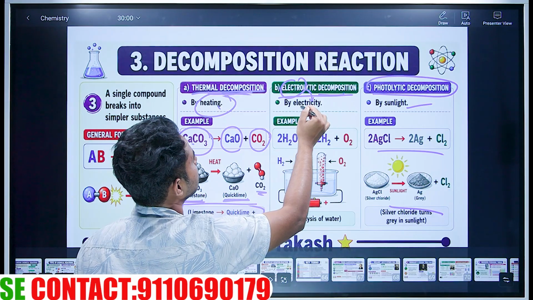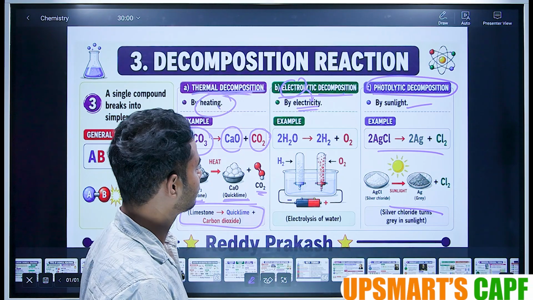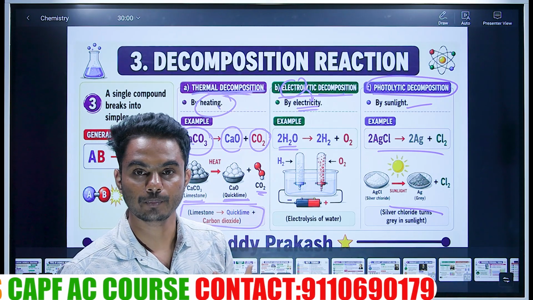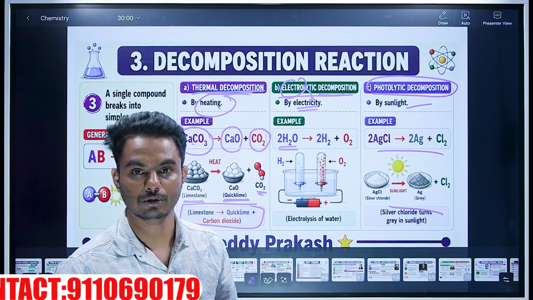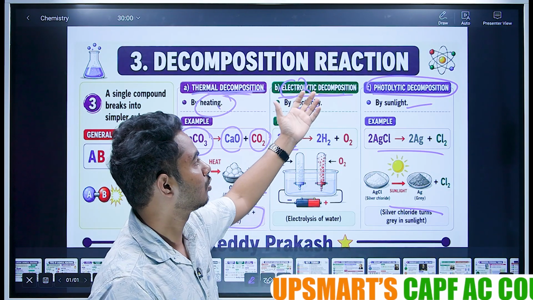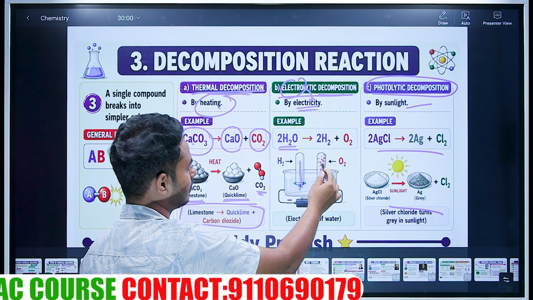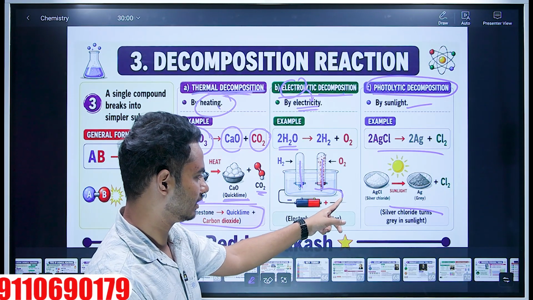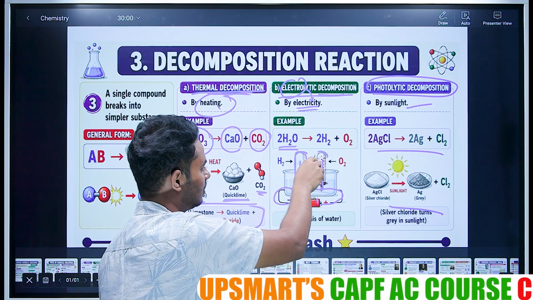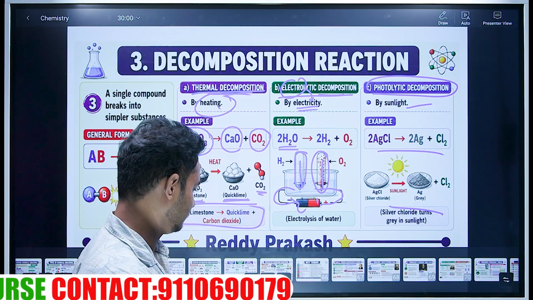Electro, electricity. Decomposition can also be due to electricity. See the example: water can be broken down into hydrogen and oxygen due to electricity. This process is called electrolysis, and electrolytic decomposition is the type of chemical reaction taking place here. See here, water molecules can be separated like this. When the water is connected to a current, to a charge, all the hydrogen will come this side, and all the oxygen will come this side. Separation of hydrogen and oxygen. This is electrolytic decomposition. This is also easy.